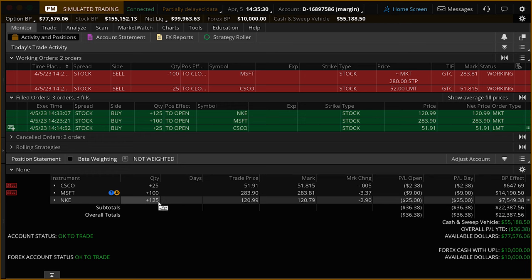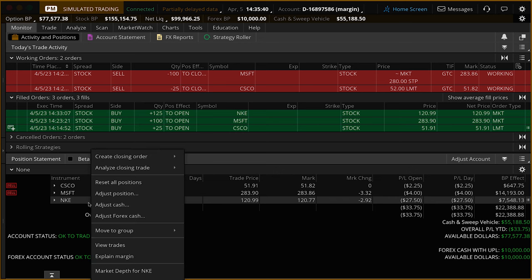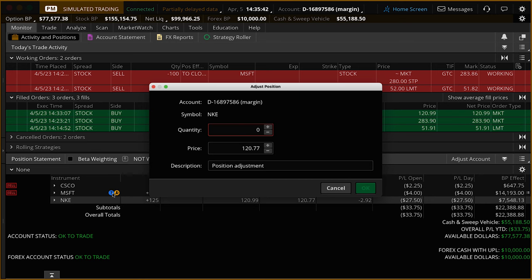Now if we don't want to reset the entire account, what we can do is adjust an individual position. And the way that's done is you hover over the stock and you right click on it. And you'll see right here it says adjust position. I'm going to click on that.